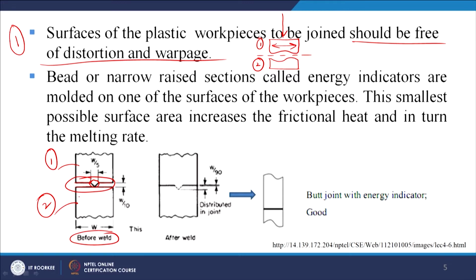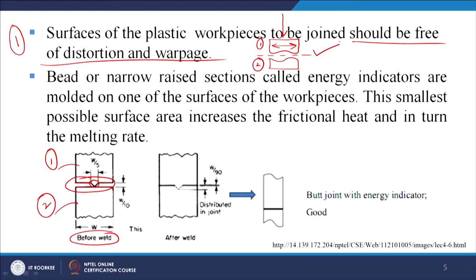But first thing, we must ensure that the surfaces of the plastic workpieces, this is workpiece number 1 and workpiece number 2, to be joined should be free from distortion and warpage. This clearly helps us to highlight the importance of the preparation of the surfaces which have to be joined using the ultrasonic welding technique. So this will lead to a poor joint because the surfaces have distortion and warpage. Now coming to the second guideline which is given on this screen, bead or narrow raised sections.